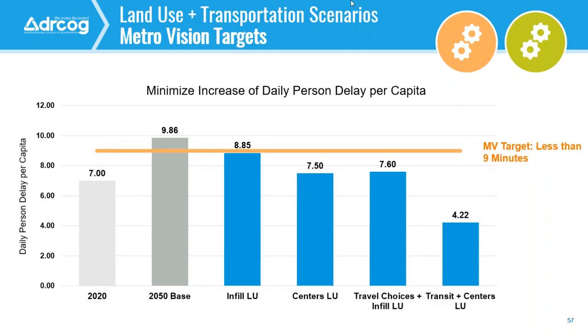And then finally, minimizing increase of daily person delay per capita. Again, as Robert explained earlier, this is one of those that we know is going to increase over time. Our MetroVision target is to have that increase be less than it otherwise would be, so less than 9 minutes. And you can see that all of the scenario combinations here meet or do better than this MetroVision target.